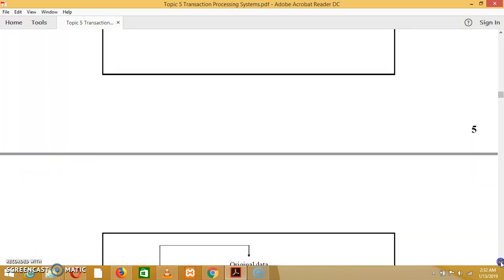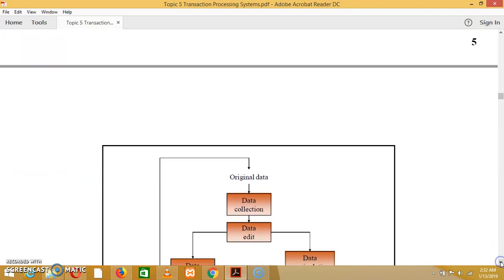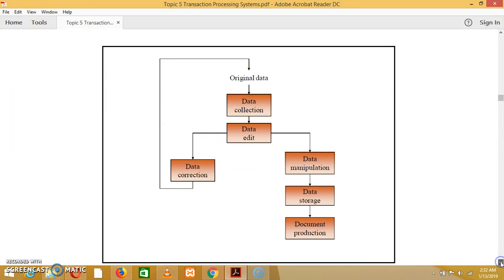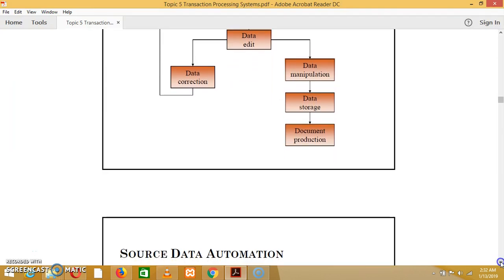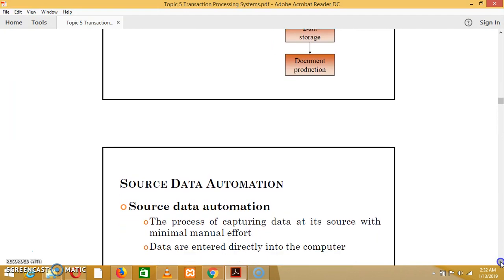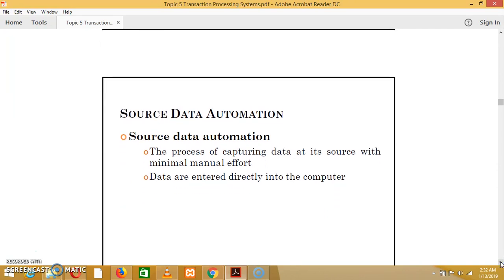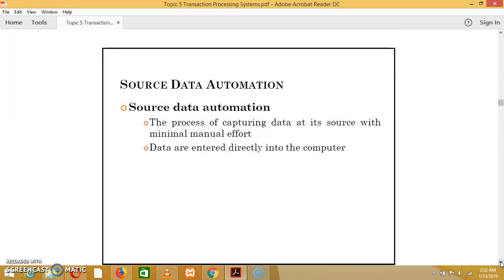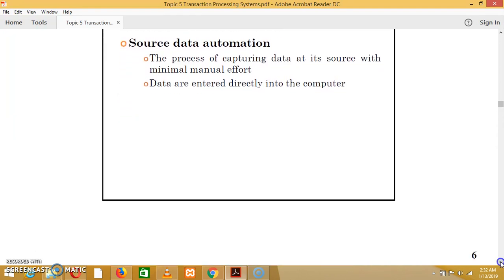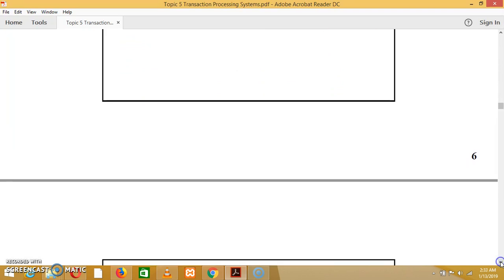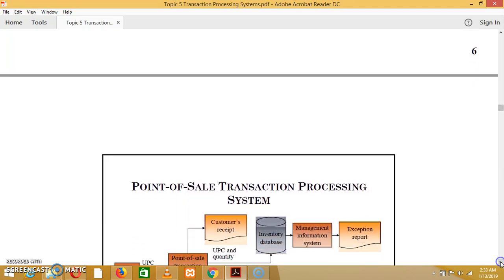Also, as I said, the very important thing here is that we should understand the different types or examples of TPS. Basically here we're going to talk about the point of sale system. This deals with source data automation. When we say source data automation, it means that we capture data at its source with minimal manual effort. It means that we enter data directly into the computer so that we can process it. So when we talk about data automation, we are starting to talk about the point of sale transaction processing system.